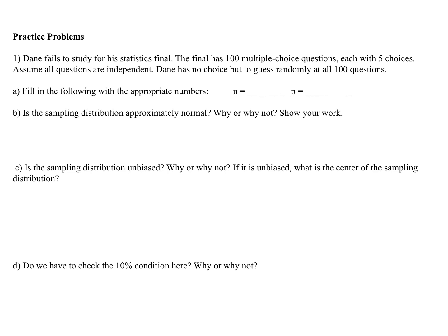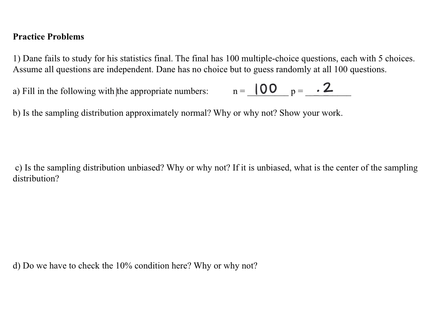Okay. So our first one says, Dane fails to study for his statistics final. The final has 100 multiple choice questions, each with 5 choices. Assume all questions are independent. Dane has no choice but to guess randomly at all 100 questions. So when we're identifying our n and our p, our sample size is 100, since that's how many questions are on the test. And because he has to guess on all questions, each question has 5 choices, one of which is a correct answer. So he has a 1 in 5 chance of getting a question correct, which results in a probability of 0.2.